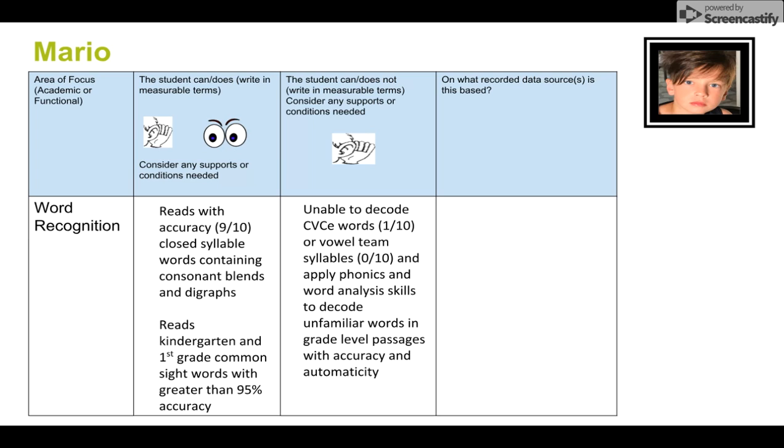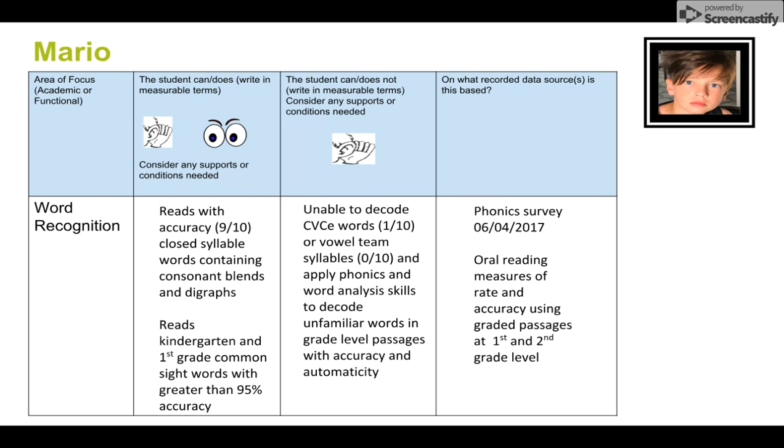Next, I'm going to note the sources of data where I gathered this information from. And for Mario, I gathered this information from phonics survey and oral reading measures of rate and accuracy using graded passages at the 1st and 2nd grade level.